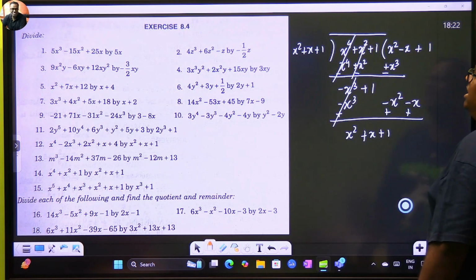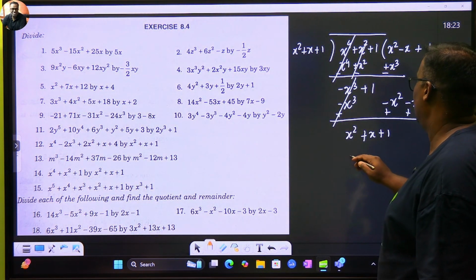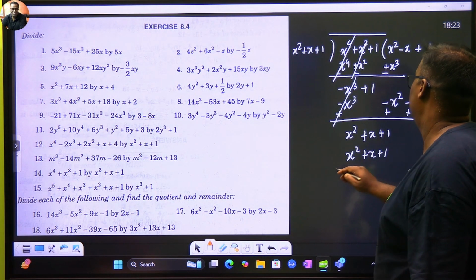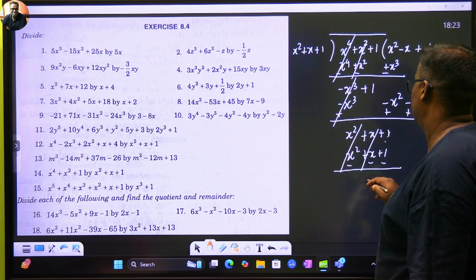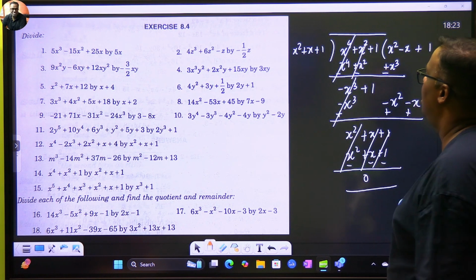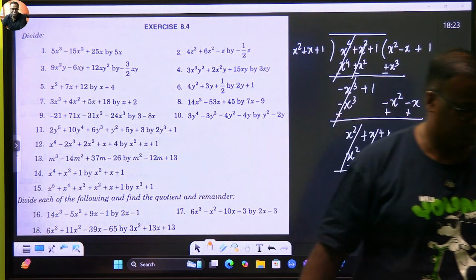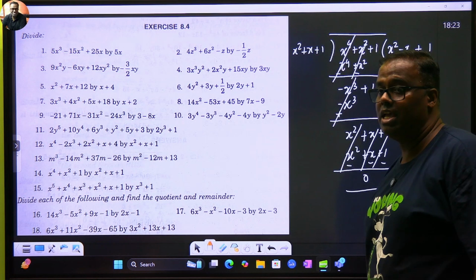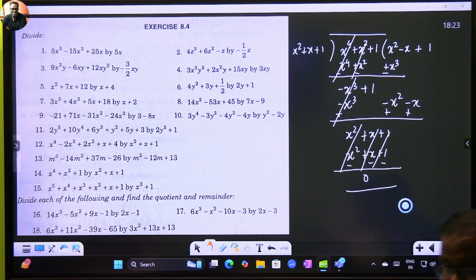No, this is not an identity. So we get x squared plus x plus 1. Then minus, minus, minus. This you will see in grade 9. This is called (a plus b plus c) whole squared: a squared plus b squared plus c squared plus 2ab plus 2bc plus 2ca.